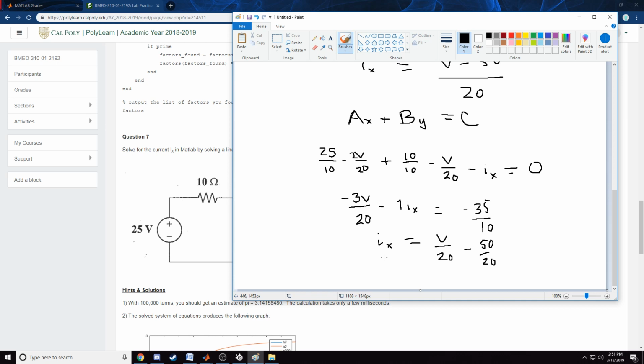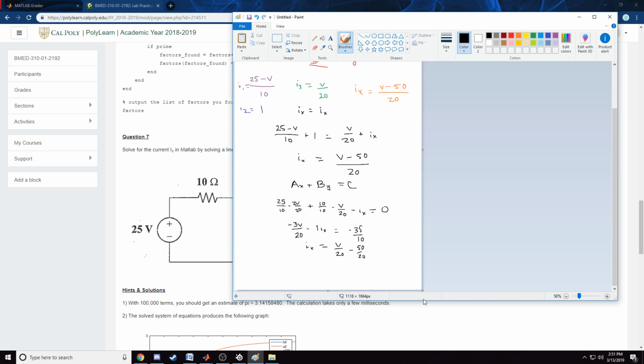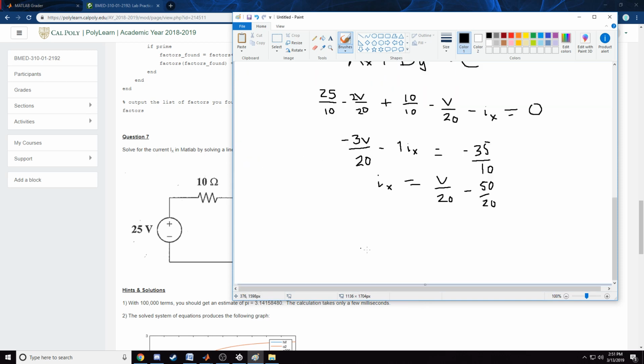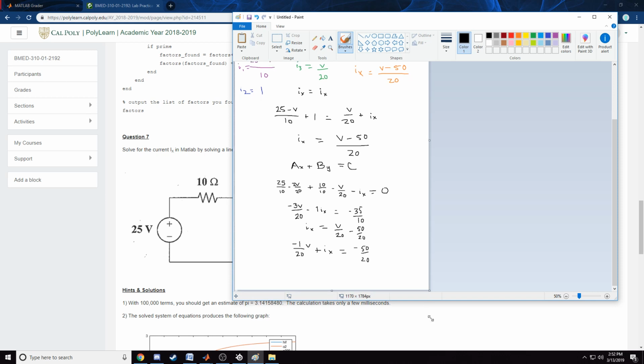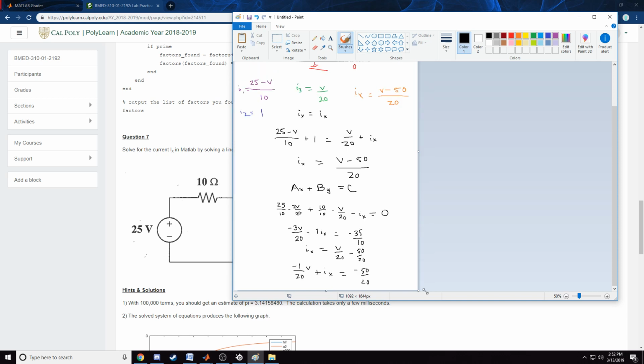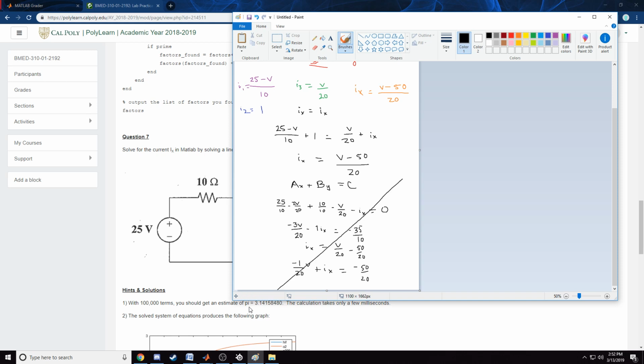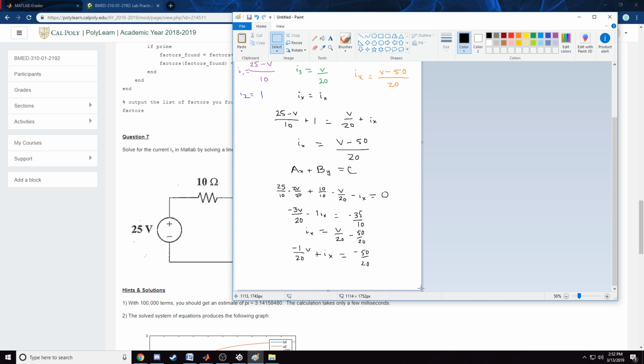We'll just move this to the other side, by opening up some more paper. So we have negative 1 over 20 V plus Ix is equal to negative 50 over 20. Can I make this bigger? By very small amounts at a time. Yikes. Oh, that's way off. Okay, I'm stupid.